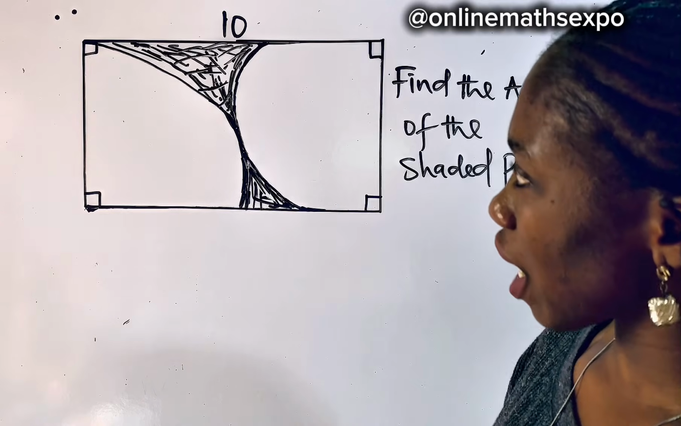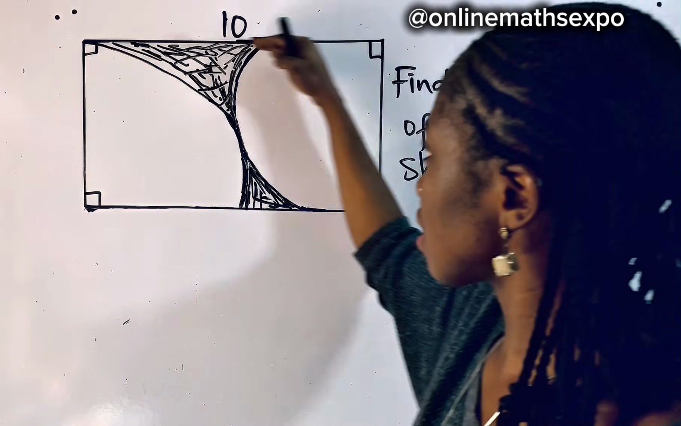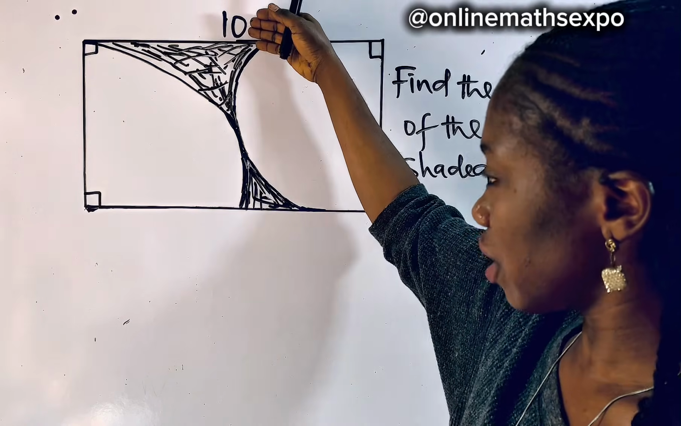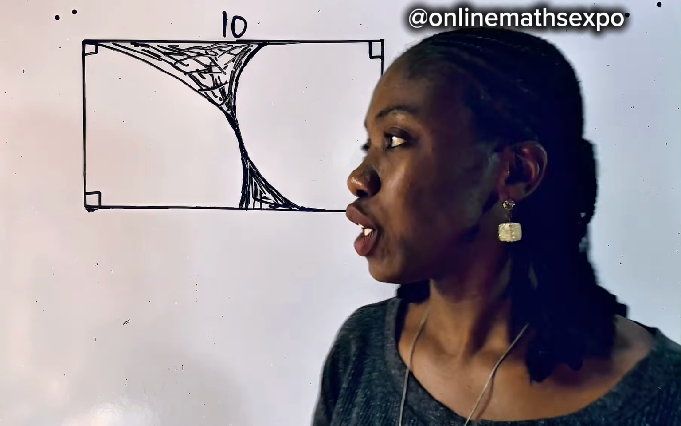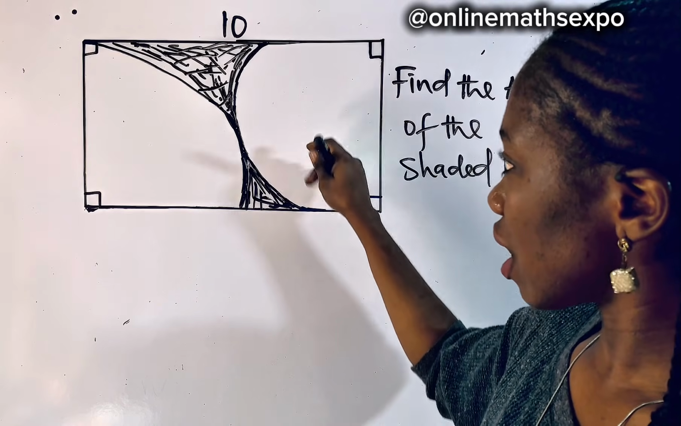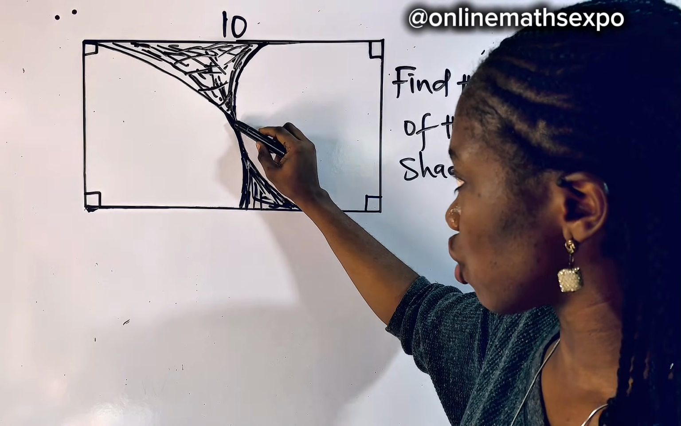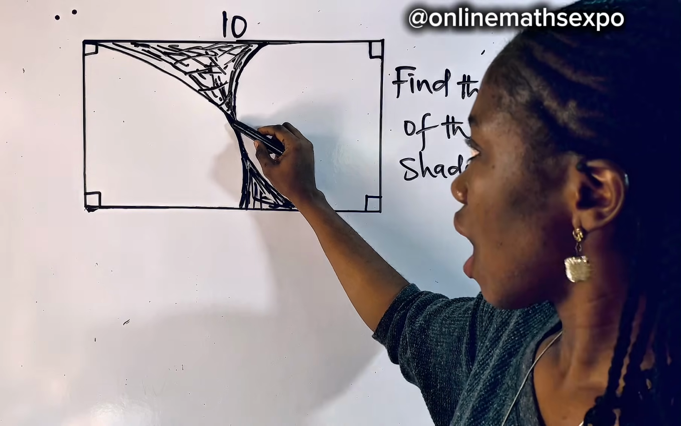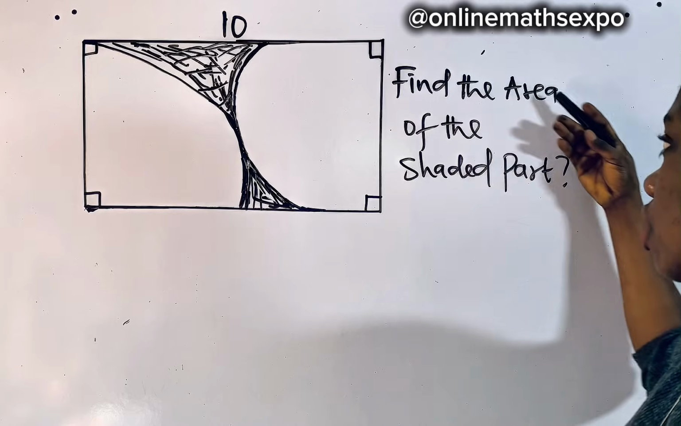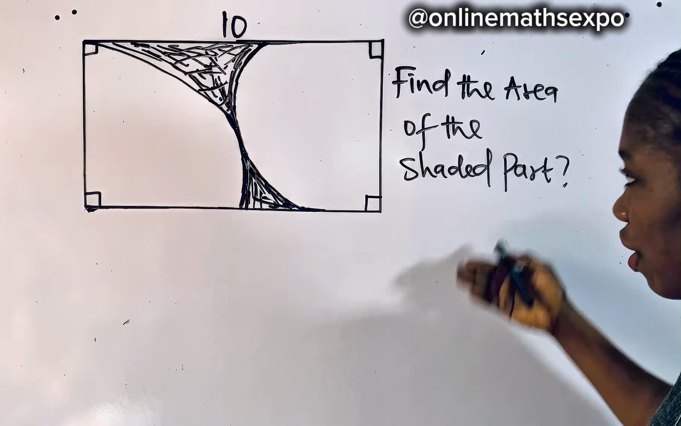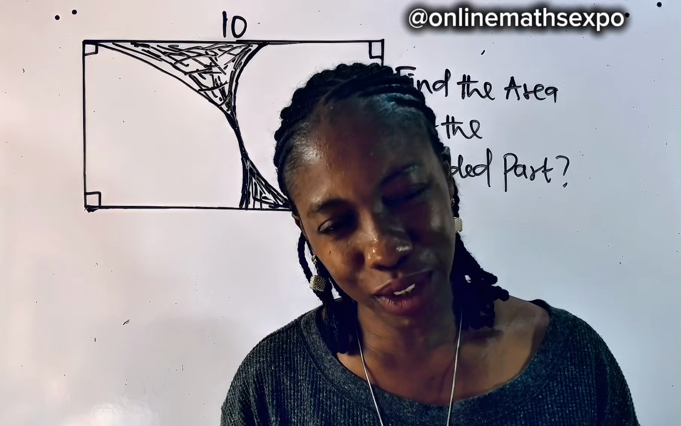Now, before us, we have a rectangle. You see that this is a rectangle, and this length measures 10 units, and inscribed are two identical quarter circles. You notice that the circumferences of these quarter circles touch each other at this point, and then this part is the shaded part, and that is what we are asked to find the area of the shaded part.